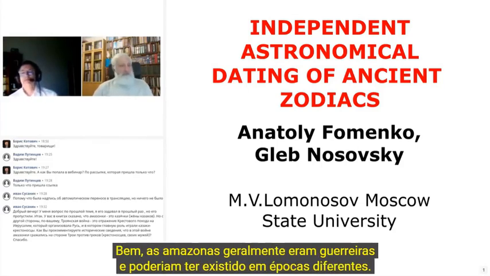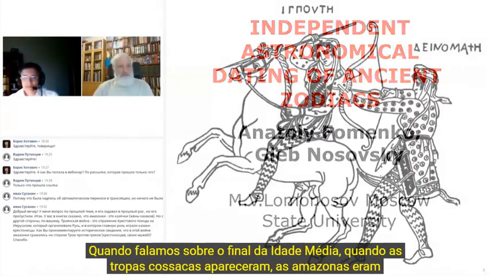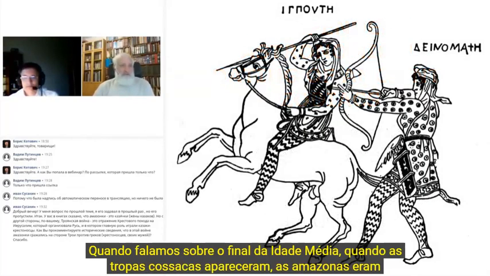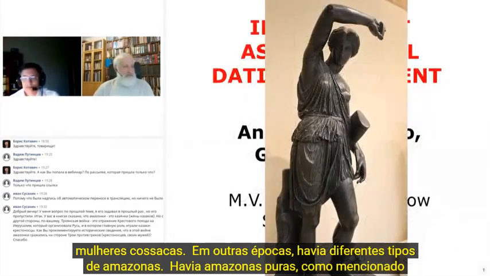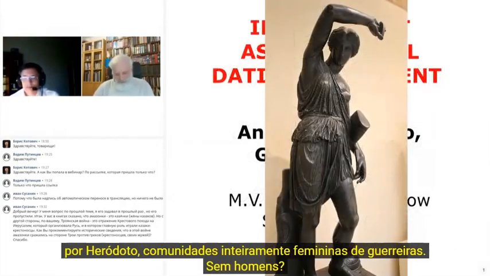Thank you. Well, Amazons were generally female warriors, and they could have existed at different times. When we talk about the late Middle Ages, when Cossack troops appeared, Amazons were Cossack women. In other times, there were different kinds of Amazons. There were pure Amazons, as mentioned by Herodotus, entirely female warrior communities.